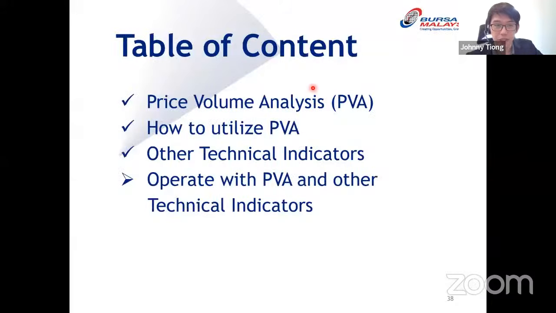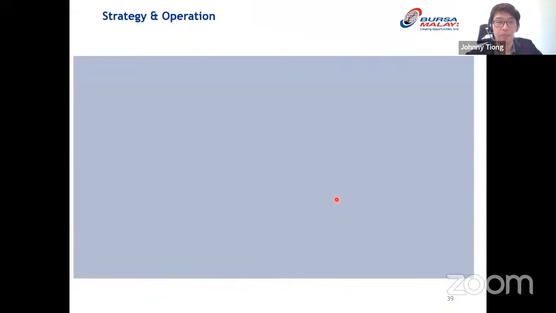Okay, so other technical indicators. Just now we talked about support resistance and also the Fibonacci. So how can we operate a price volume analysis together with other technical indicators? Here is about combining what we have learned just now: the price volume analysis, support resistance, and Fibonacci. But before that, I just want to mention these two things: strategy and operation.